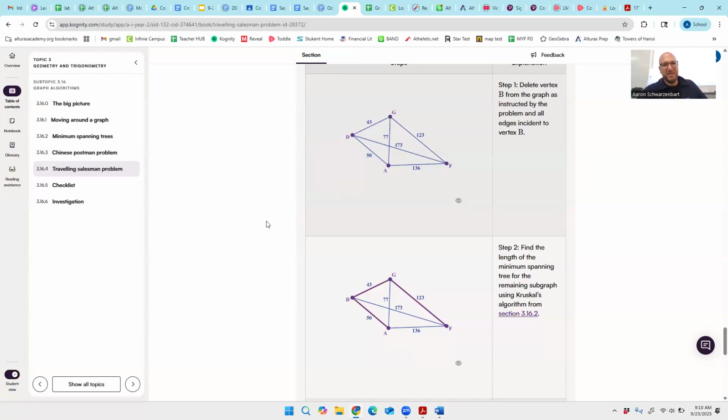So the minimum spanning tree, start at A. Remember, minimum spanning tree is go to the next vertex with the lowest, so 50. Then from D, you can take the next lowest any way you want, which is 43. You could go here from A. You could go AG, but that's more than the 43. And then you just have to get to F. You could go AF too, but 136 is more than 123. You could go DF, 173 is more. So we just took the lowest. We add those up.